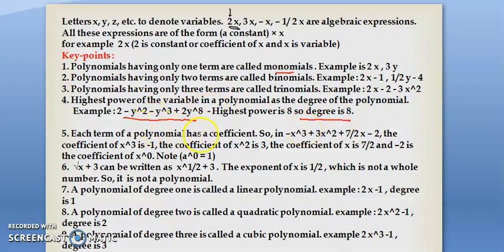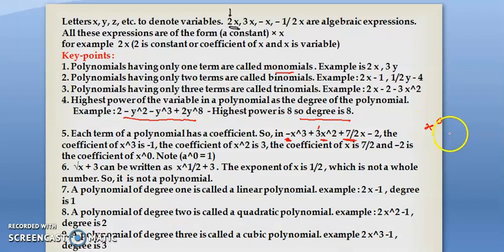Each term of the polynomial has a coefficient. So what is a coefficient? If I ask what is the coefficient of x raised to power 3, in this case we can say minus 1. What is the coefficient of x square? Then 3. What is the coefficient of x? Then 7 upon 2. And minus 2 is the constant in this case, so it is the coefficient of x raised to power 0.